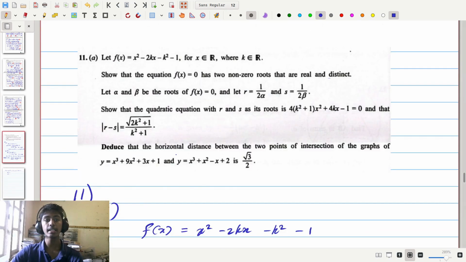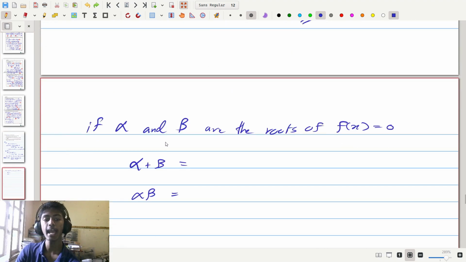We can do that because if you have this form, then alpha plus beta, the sum of the two roots, is going to be negative b over a, where b is the coefficient of x, in this case negative 2k, and a is the coefficient of x squared, which is in this case 1. So for this particular equation, alpha plus beta is going to be negative (negative 2k) divided by 1, which is going to be equal to 2k.